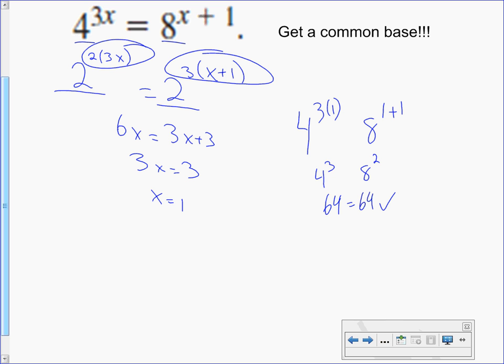Those bases disappear or what? They don't cancel, but once these bases are common, that means you can set the exponents equal to each other. Once you have common bases on both sides, with nothing else tacked onto it, you just set them equal to each other and it works.